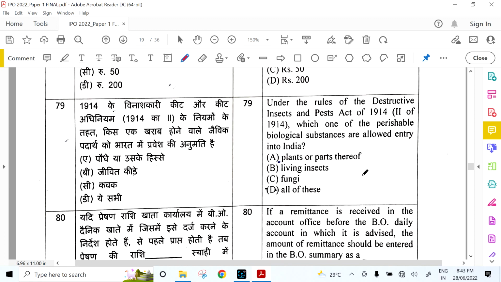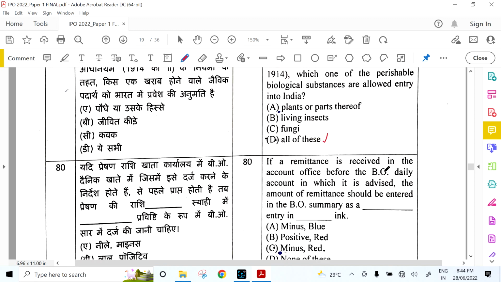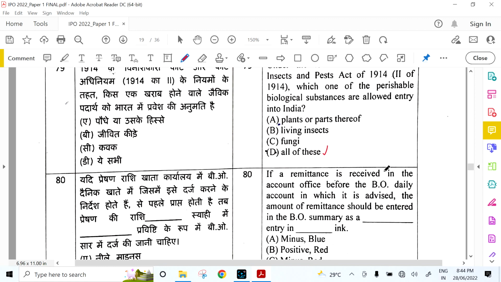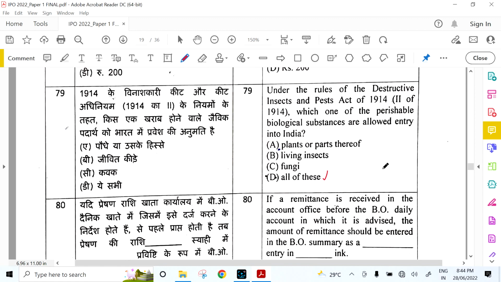Under the rules of the Destructive Insects and Pests Act of 1914, which one of the perishable biological substances are allowed entry into India? Plants or parts thereof, living insects, fungi, all of these. The answer is all of these. This is as per the PO guide, you can see there. PO guide part 2, it is there.